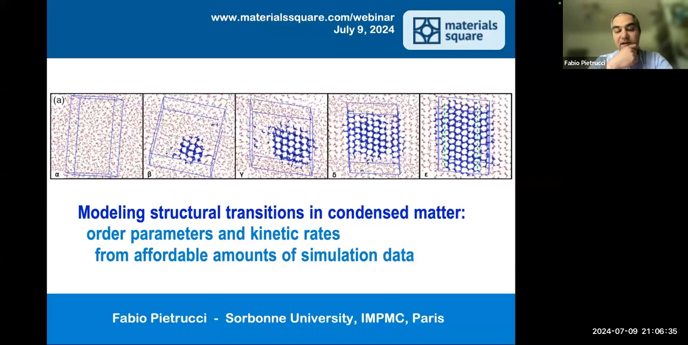So, as the title slide shows, today I would like to discuss with you some key concepts and some key computational tools that allow us to study structural transitions. We will see what it means, structural transitions. I'm thinking of a broad range, actually, of processes, of phenomena. And we will see that two ingredients for this kind of studies are the order parameters and the kinetic rates. We will see that both of them actually are very important.